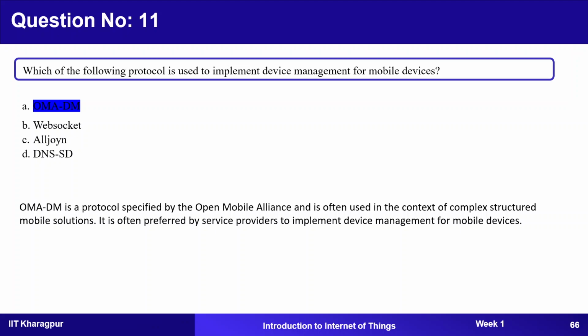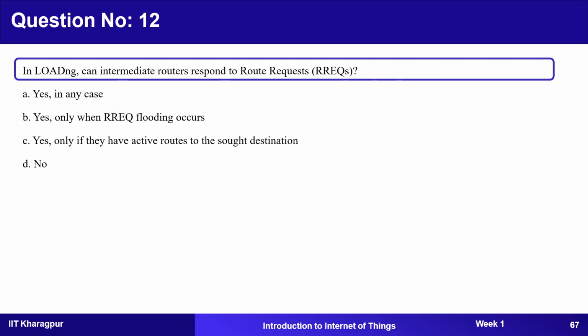Next question: in LOADng, can an intermediate router respond to a route request? Options are yes in any case, yes only when request flooding occurs and they have active routes to the destination, and no. Whether an intermediate can reply to a route request message or not, we just discussed. No. Right, no.